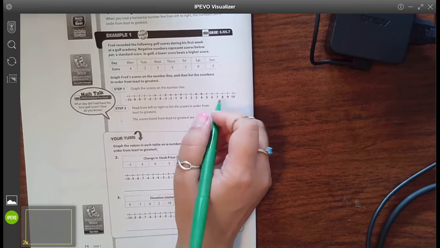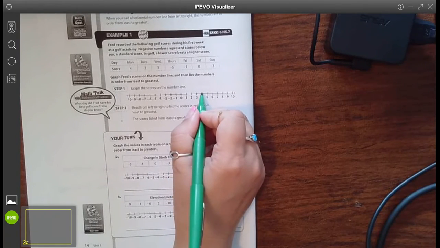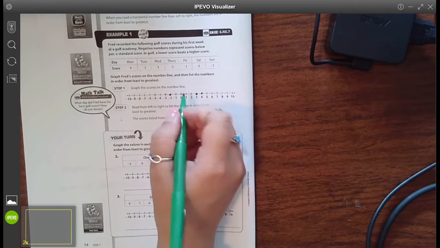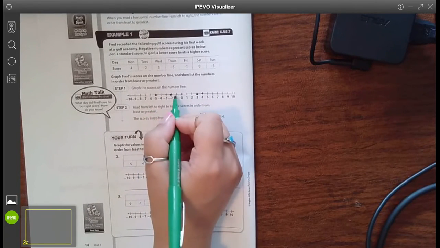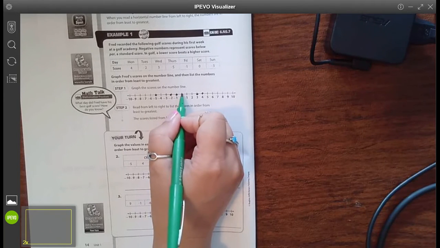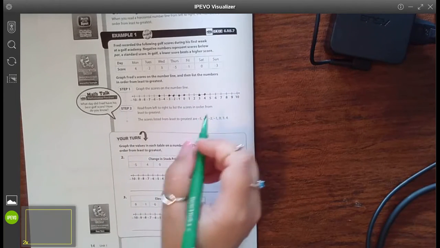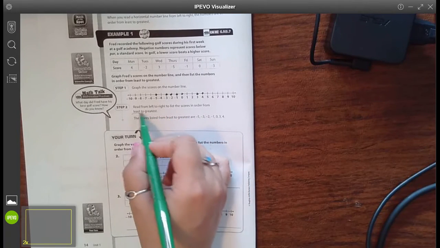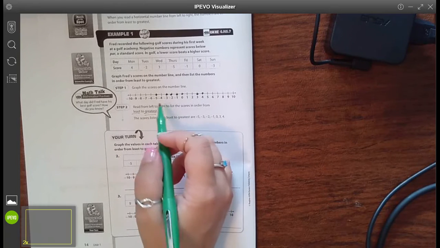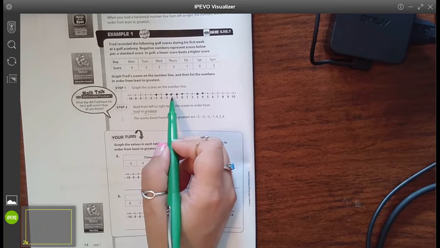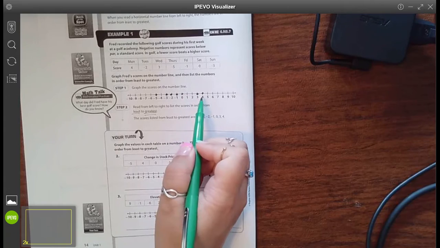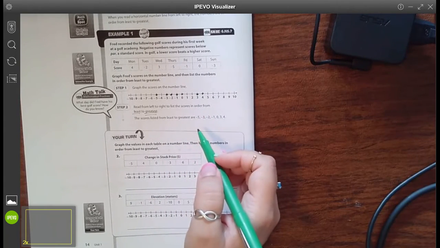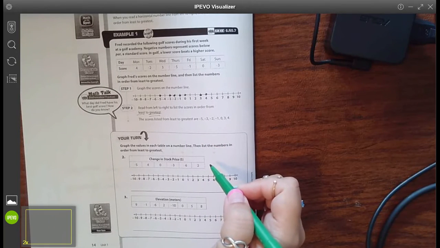So I'm going to draw a dot at 4, 1 at negative 2, 1 at positive 3, 1 at negative 5, 1 at negative 1, 1 at 0, and 1 at negative 3. Okay, read from left to right to list the scores in order from least to greatest. So notice how the first one is negative 5, negative 3, negative 2, negative 1, 0, and then 3, and then 4. And that's in order from least to greatest. This example was already done for you. I want you to try it yourself for this one.